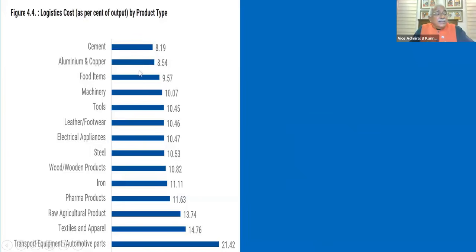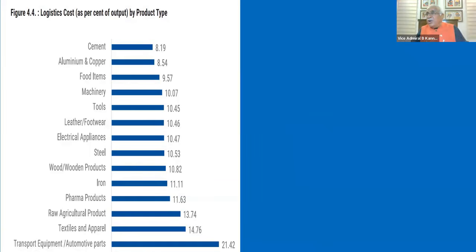Similarly, cement is only 8 point some percentage. But if you go to electronics equipment and car parts, it is 21%. Logistic cost changes. If it is electrical appliances, around 10.4. If it is footwear, it is around 10. If it is iron or steel, it is around 11%. If it is medicines, it's around 12%.